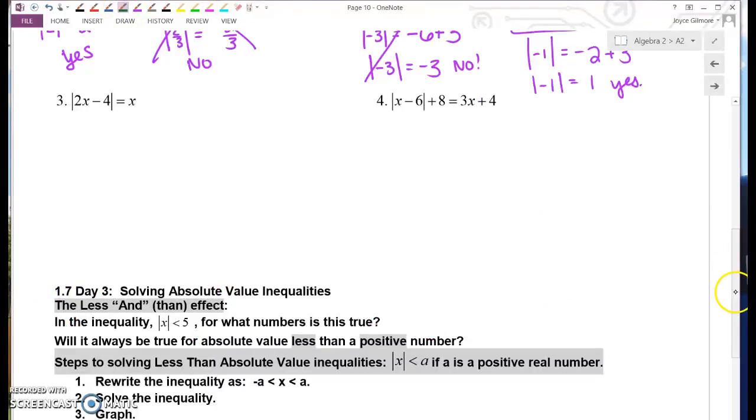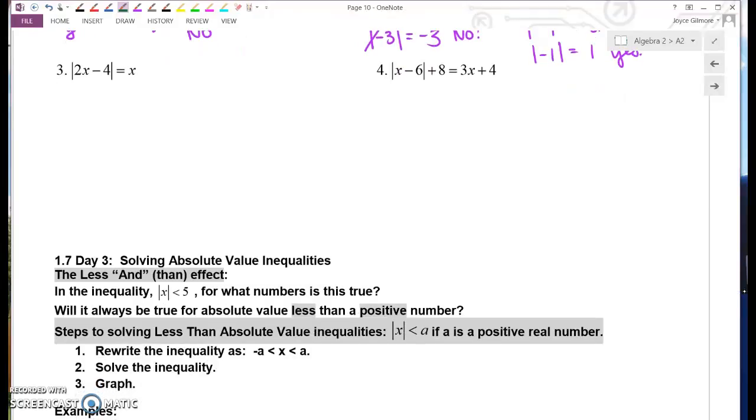In number 3, first thing we need to do is write our two equations. The first equation is exactly as it's written without the absolute value bars. The other equation, we write the stuff from the absolute value bars equals the opposite of the right side. And now we solve both equations.